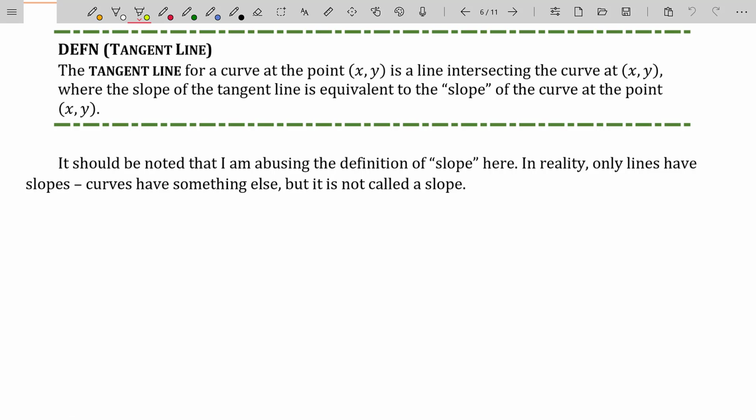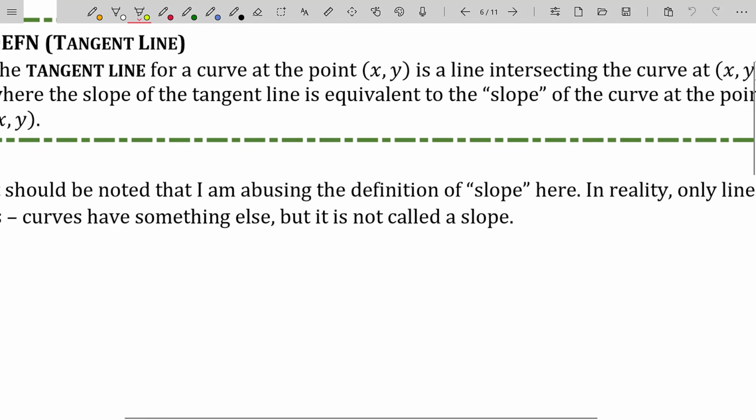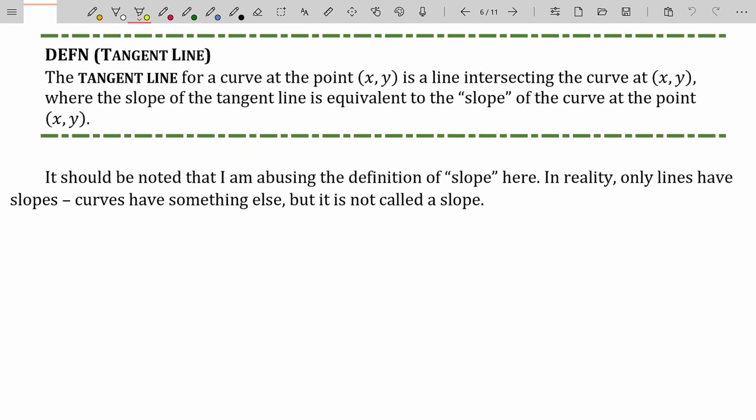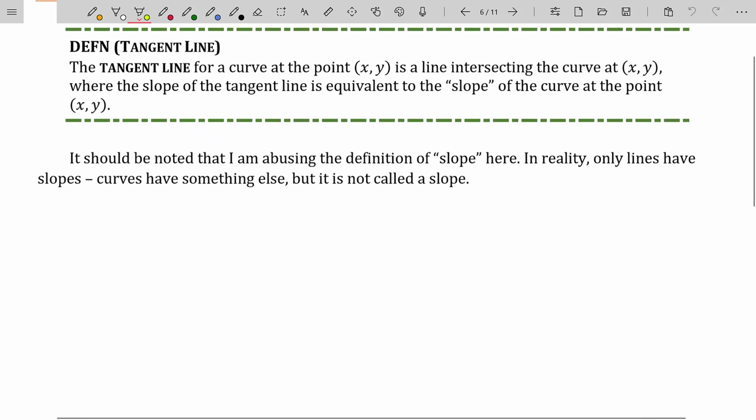The definition of the tangent line goes as follows. The tangent line for a curve at the point x comma y is a line intersecting the curve at that point where the slope of the tangent line is equivalent to the quote-unquote slope of the curve at that point. Now that is a very ugly definition because there's a lot of pieces that you have to kind of tear apart to really truthfully understand it.